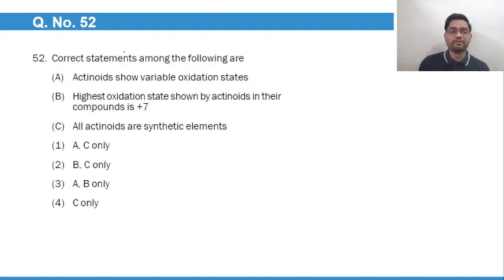Question 52. The correct statements among the following are: actinide shows variable oxidation state. True. Highest oxidation state shown by actinides in their compounds is +7. True, where the lowest is +3. All actinides are synthetic elements. That is false. All actinides are not synthetic elements. As a matter of fact, from 95 to 103 all are synthetic, but before that, they are non-synthetic. So A and B is the right option. So we'll go with option number 3.